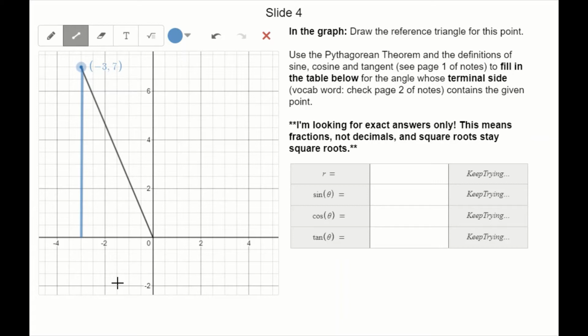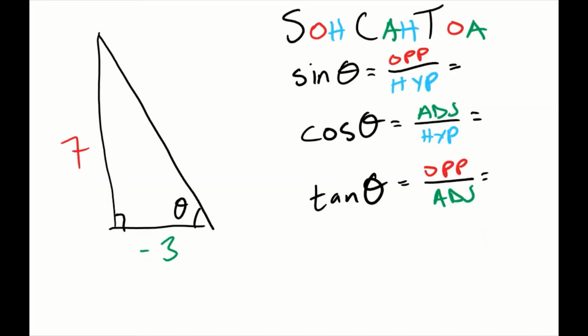Anyway, so r is what we're going to call the hypotenuse in this situation. We've got to figure out r first. That's the first thing we want. And then we're going to figure out sine, cosine, theta. So basically the same thing we did in the warm-up. So our side lengths are -3 and 7. So we're going to use the Pythagorean theorem to figure out what our hypotenuse is.